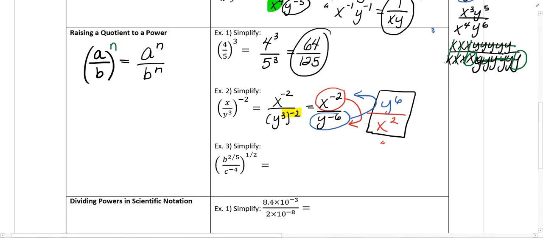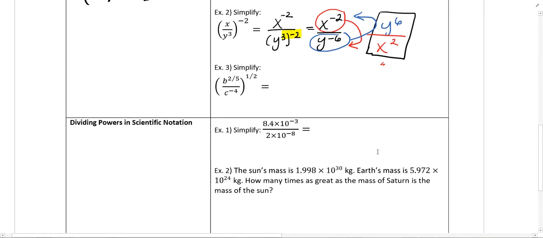All right, one more. We have fractions this time. The process is pretty much the same. So in our numerator, we have b to the 2/5, and we're going to take that to the 1/2 power. Our denominator was c to the negative 4th. We're going to take that to the 1/2 power.